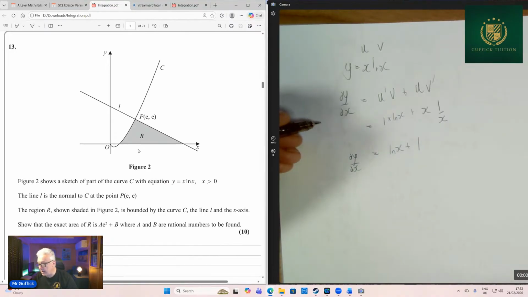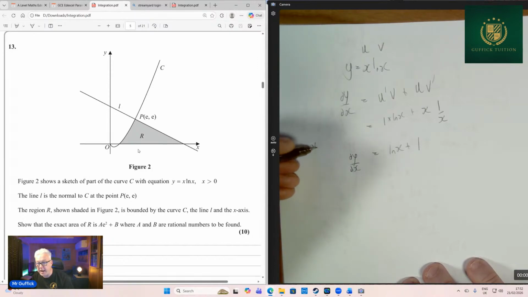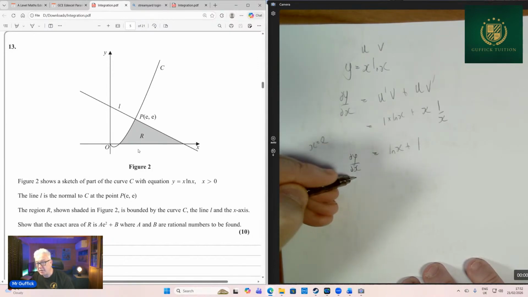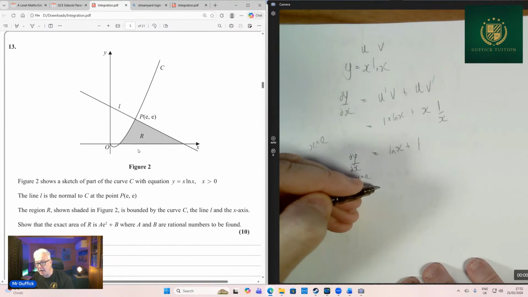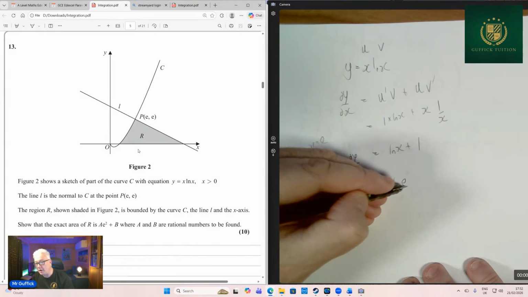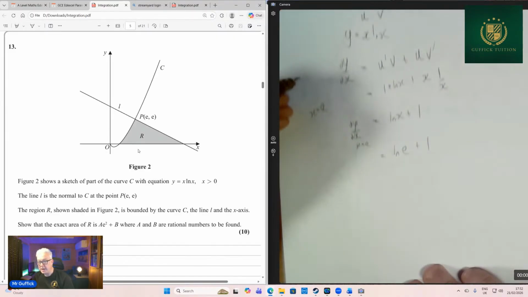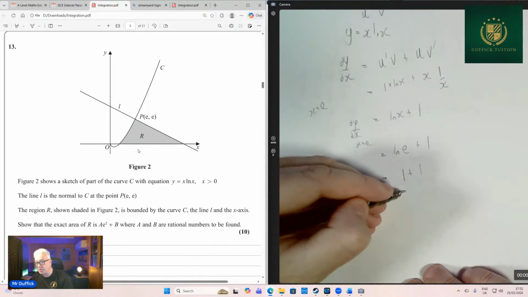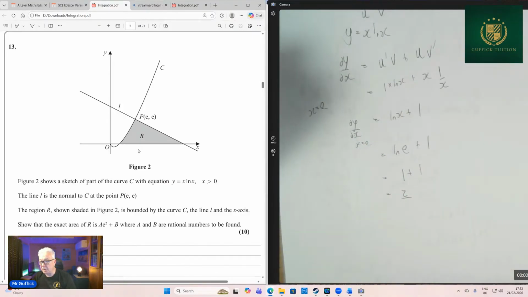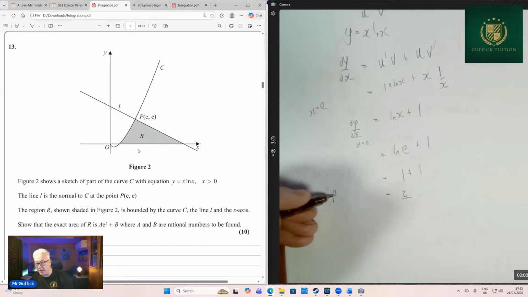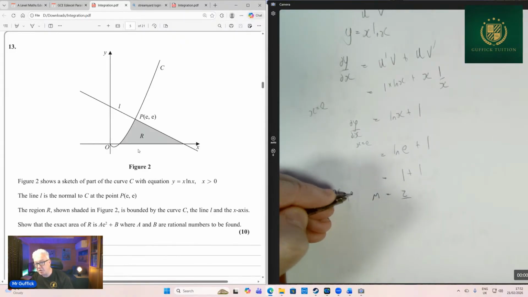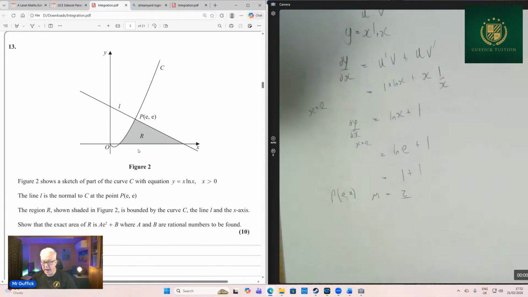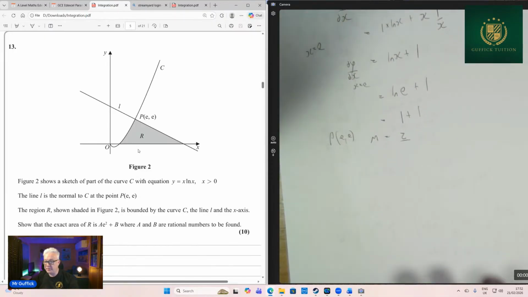But what I need to do now is find out what is the gradient at the point where the x-coordinate is e. So at the point where the x-coordinate is e, we have got ln of e plus 1. Ln of e is 1, so we have 1 plus 1, so we have 2. So the gradient of the tangent at the point P is 2. So now we've got everything we need to find the equation of this line.